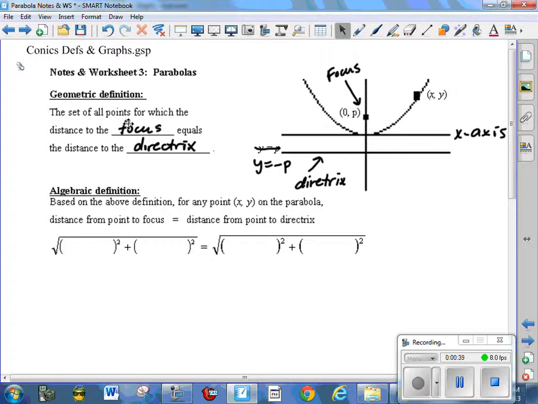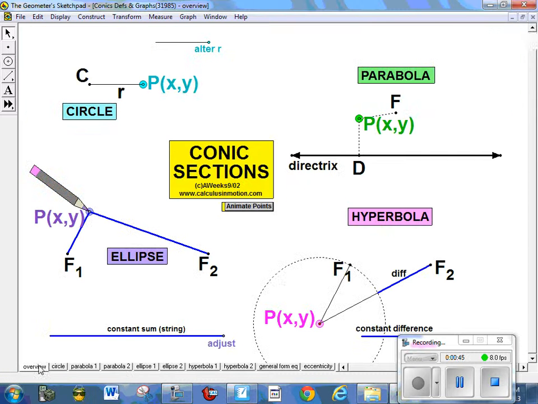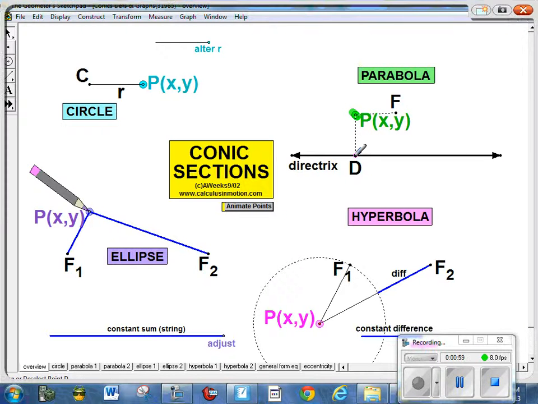So let's look at an animation that will help us see how a parabola is constructed. You'll see a lot of different conic sections, but I want to focus on what happens with the parabola. Now notice I have a point here where the distance from the point to the focus and the point to the directrix is equal. And always notice that the distance to the directrix is a perpendicular line.